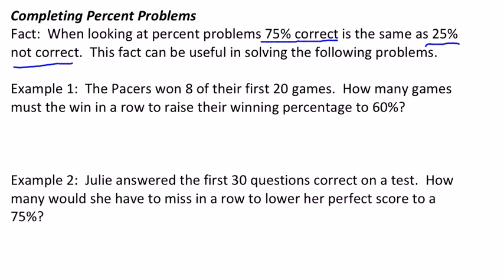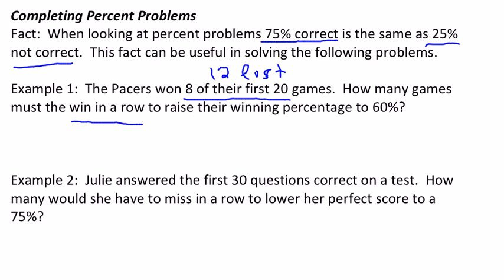So, for example 1, it says the Pacers won 8 of their first 12 games. That means they lost 4 games. And so if they won 8 of their first 12, they lost 4 of their first 12. How many games must they win in a row, so they're not going to lose anymore, to raise their winning percentage to 60%? Well, we don't know how many wins we're going to have at the end of this problem. That's what we're trying to figure out.